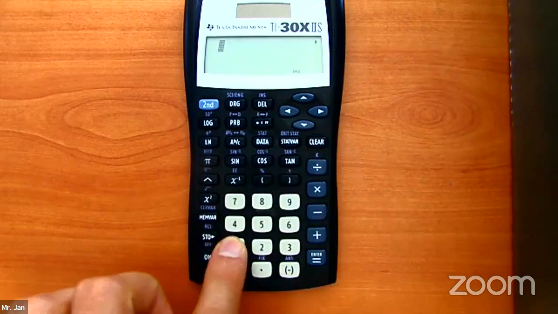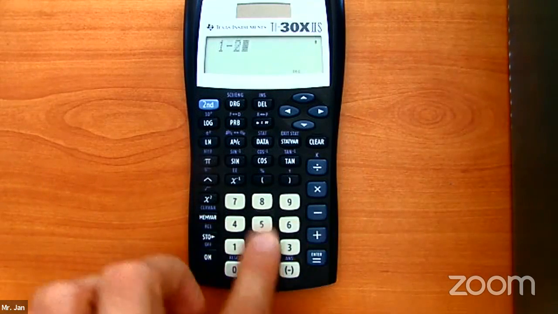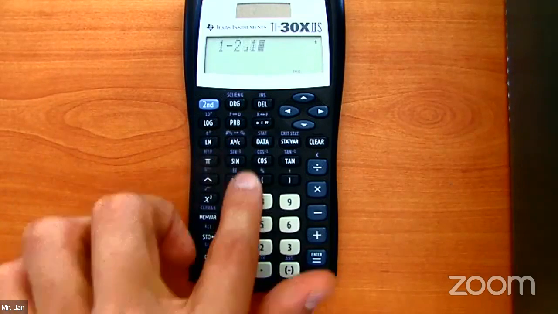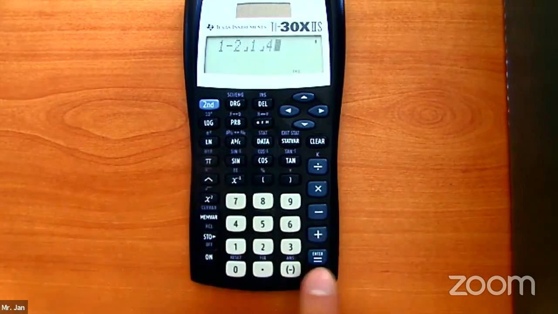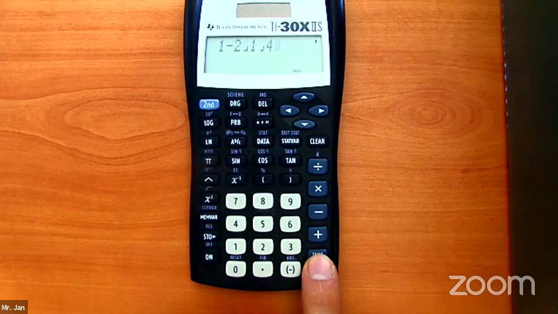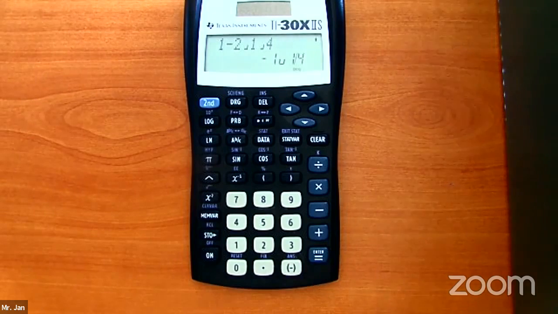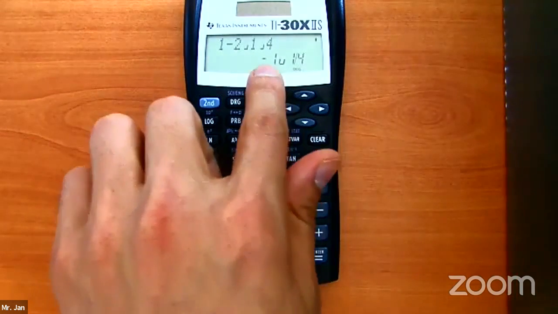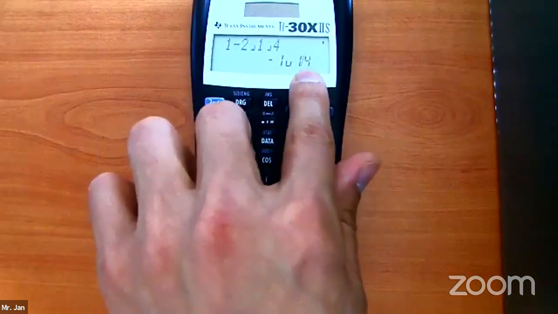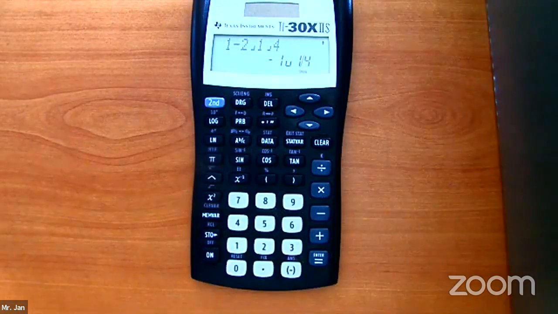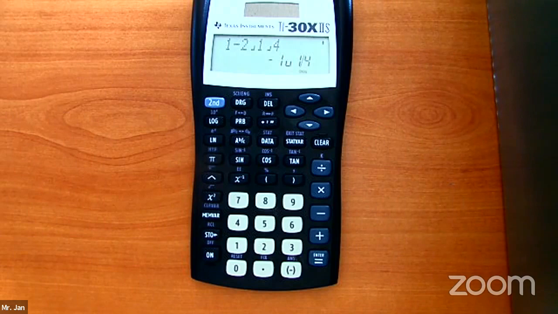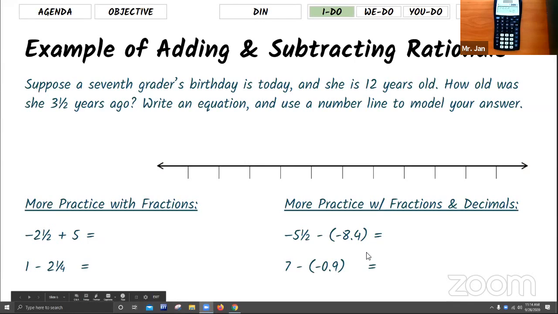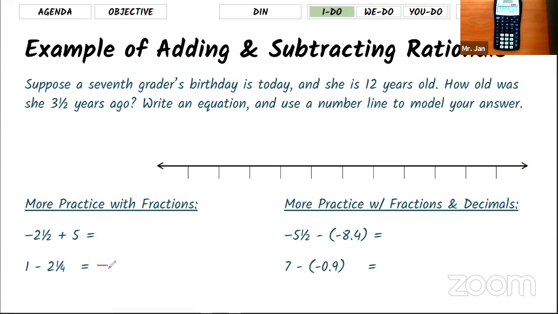Let's clear out. 1 minus 2. I'm going to keep clicking this: 1, and I keep clicking again, and 4. Okay, so I'm subtracting a mixed number from an integer. When you hit enter, you're going to see a negative 1 whole and 1/4. So this time I obtained a negative result. Let me share my screen again and let's put negative 1 1/4. So our result would be negative this time, 1 1/4.